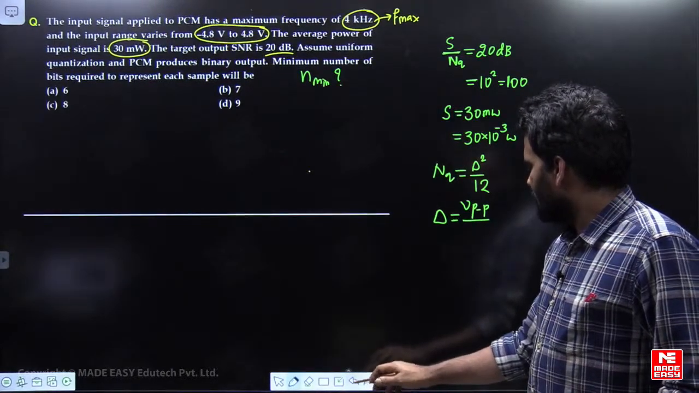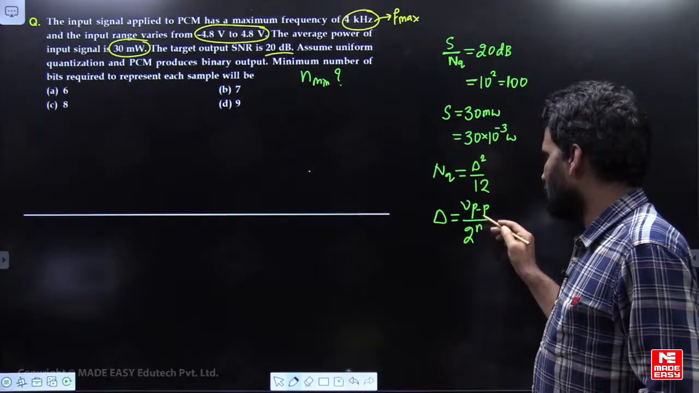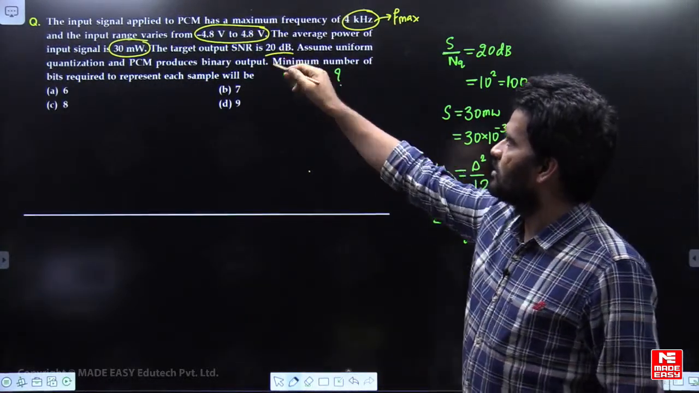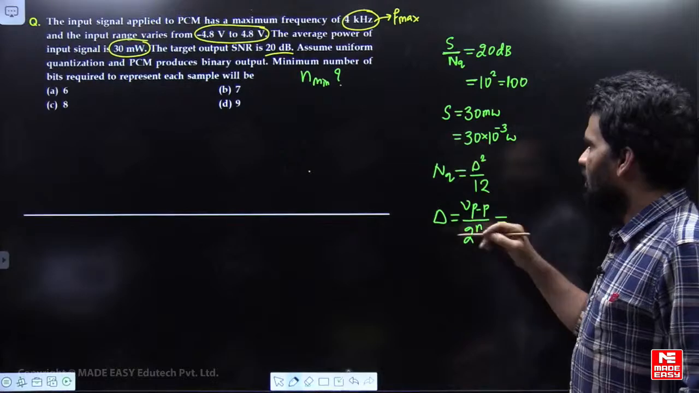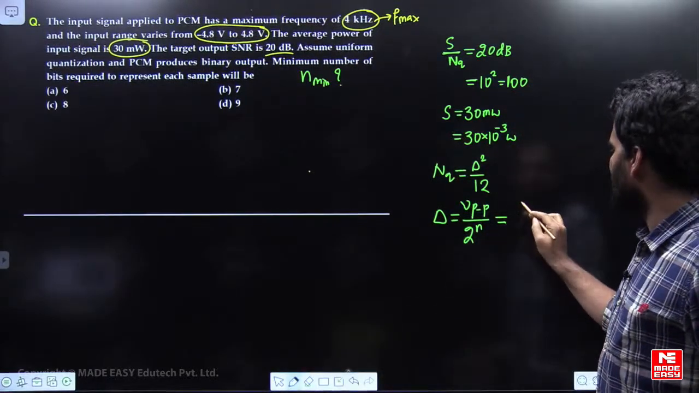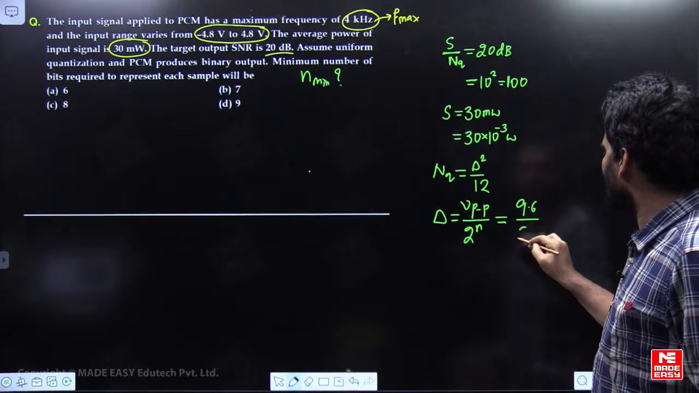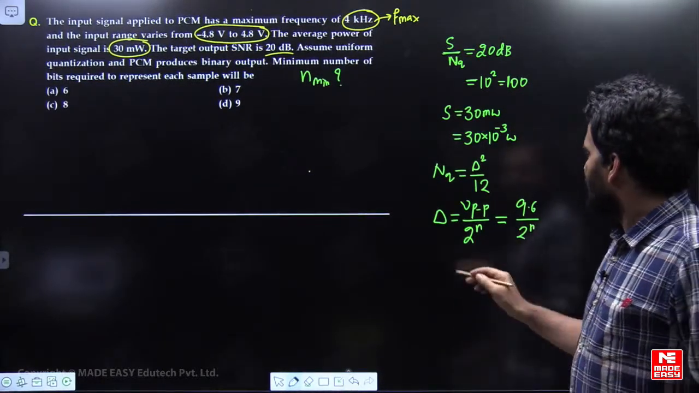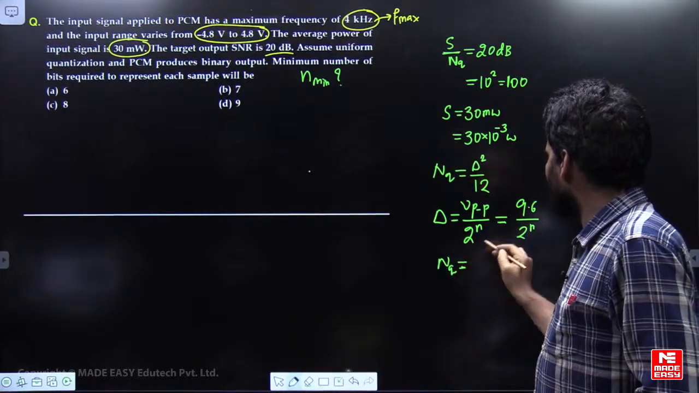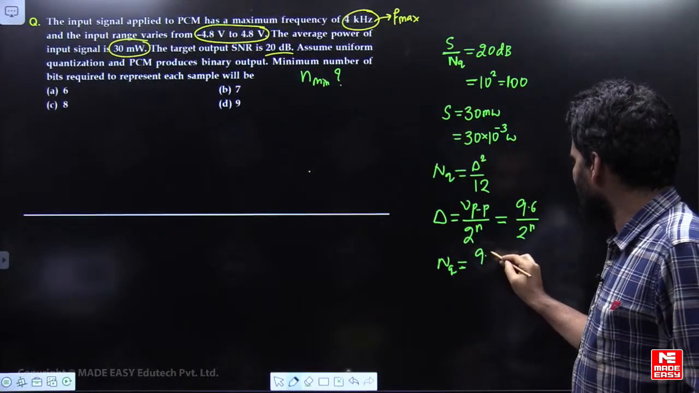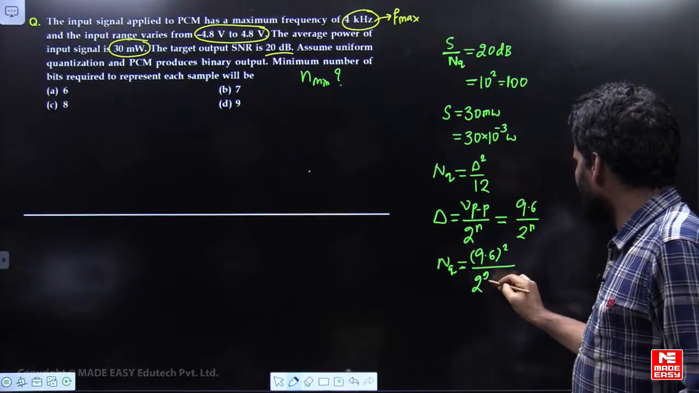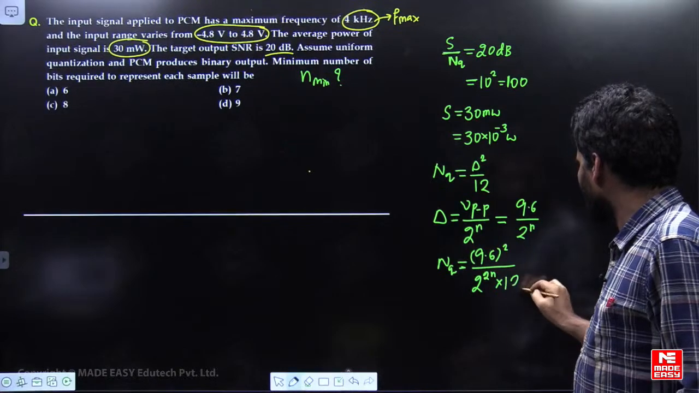He is expecting n from us, so you can write 2 power n also directly, that's your wish. And peak to peak voltage will be how much? 9.6 volts. The amplitude of the signal varies between minus 4.8 and 4.8, so the peak to peak voltage I can say 9.6 upon 2 power n. So this S by NQ will be equal to, now delta square by 12. If you go for square of this, it is 9.6 square upon 2 power 2n into 12.